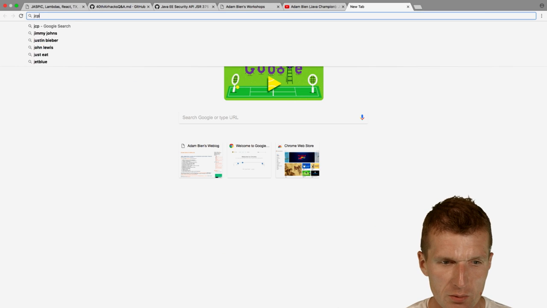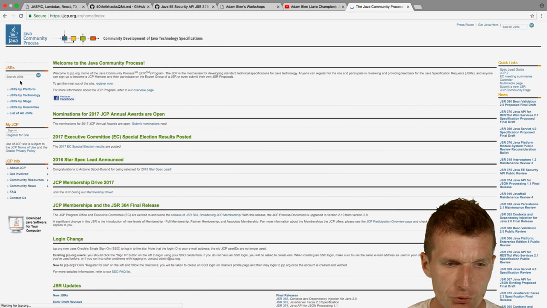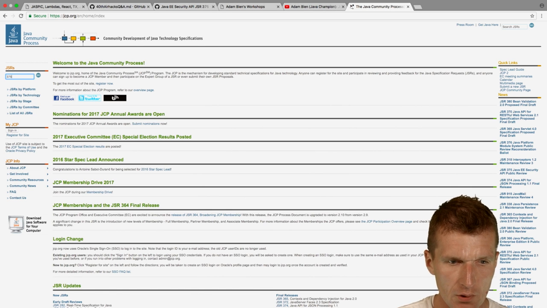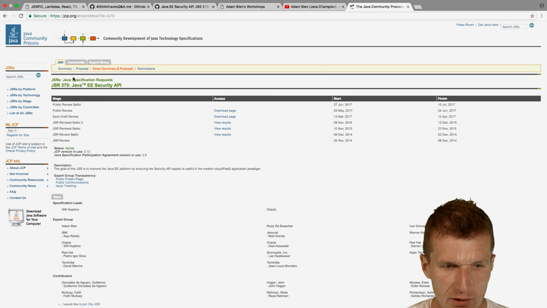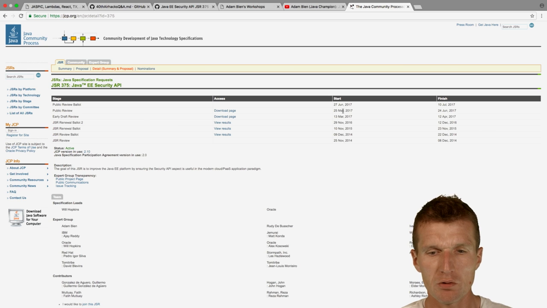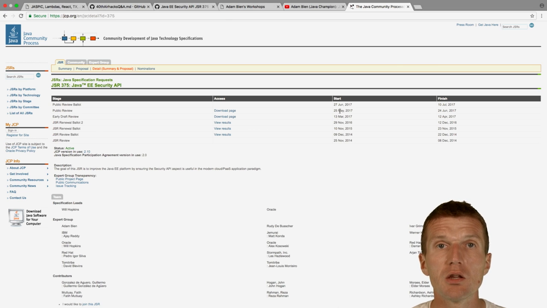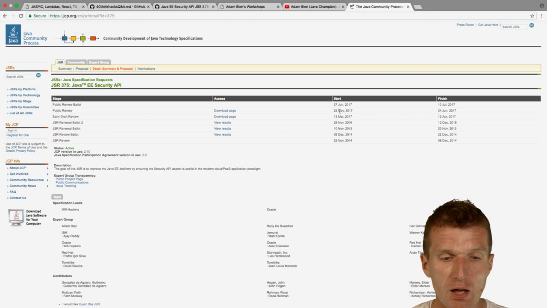So if you go to jcp.org and search for 375, then you will find the Java Security API. This is fairly new. And the nice thing about this security API is it wraps JAAS and provides a lot easier, CDI injectable, I think it's called HTTP authentication module. And yeah, it's way easier to use. And it already works on Java 7 servers.